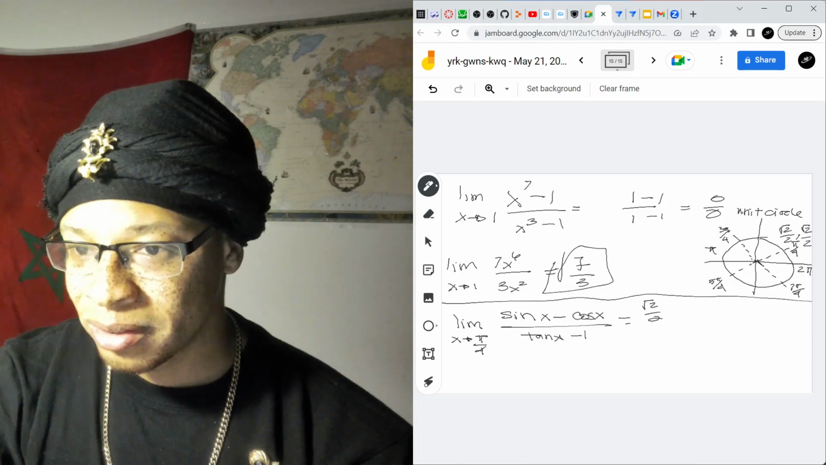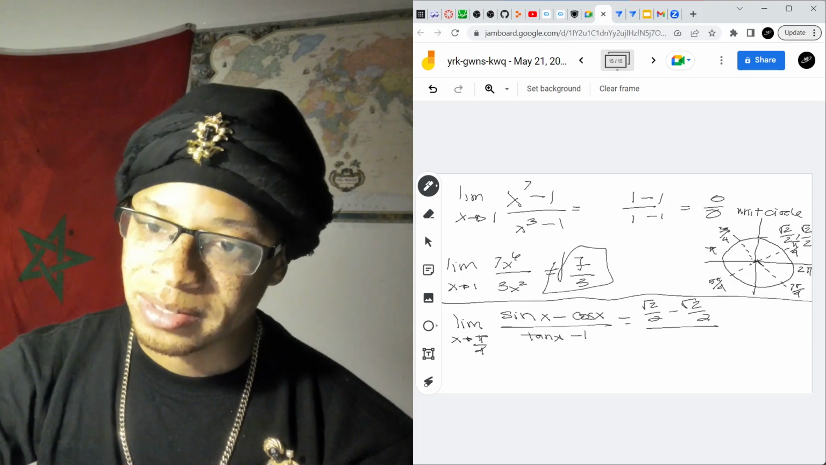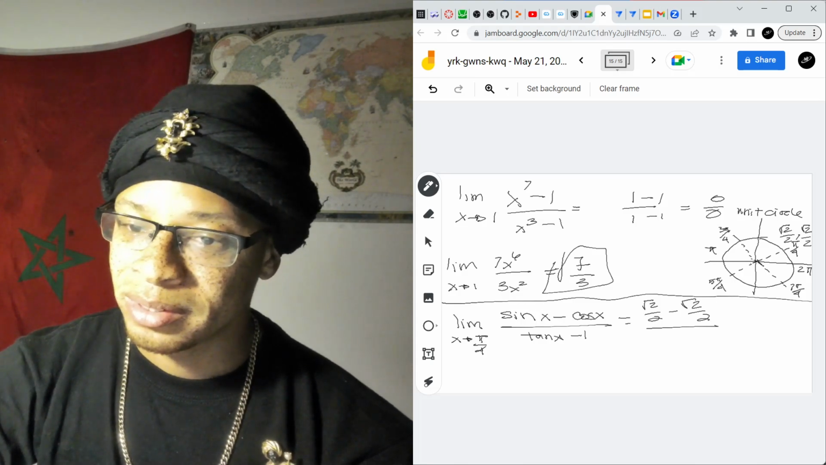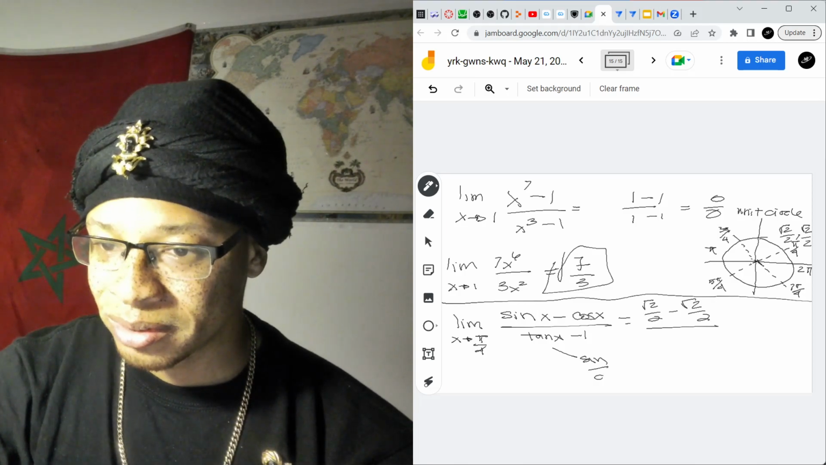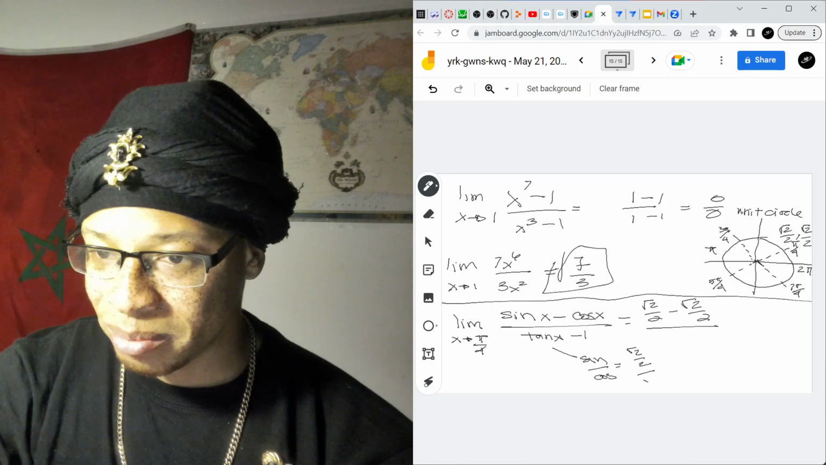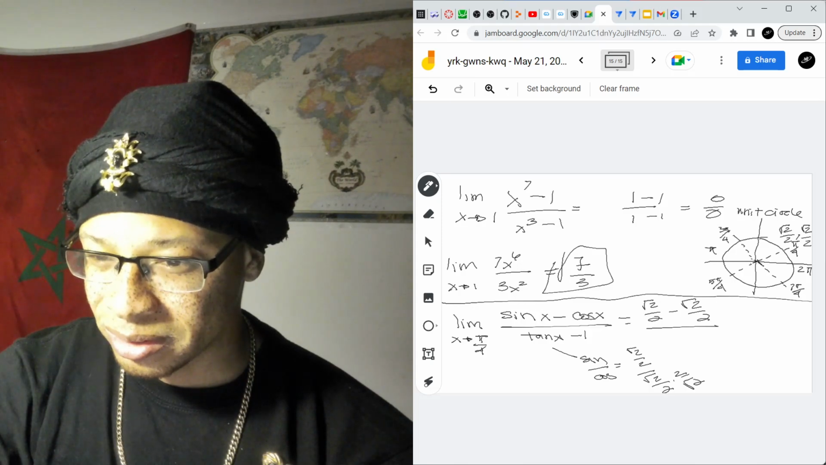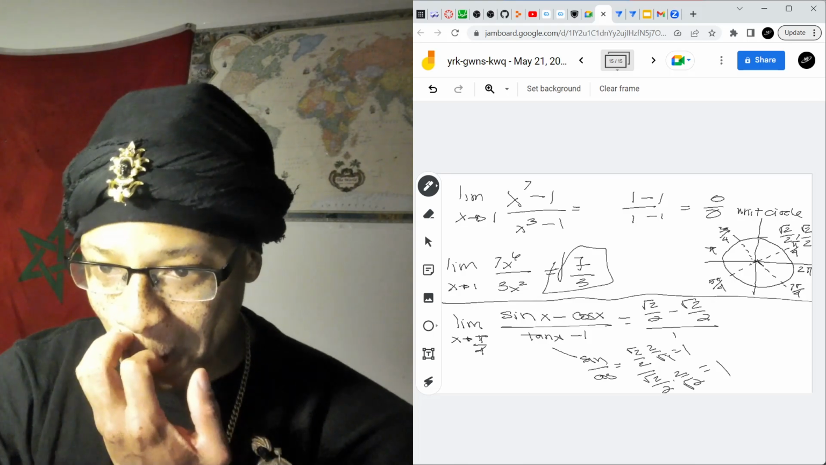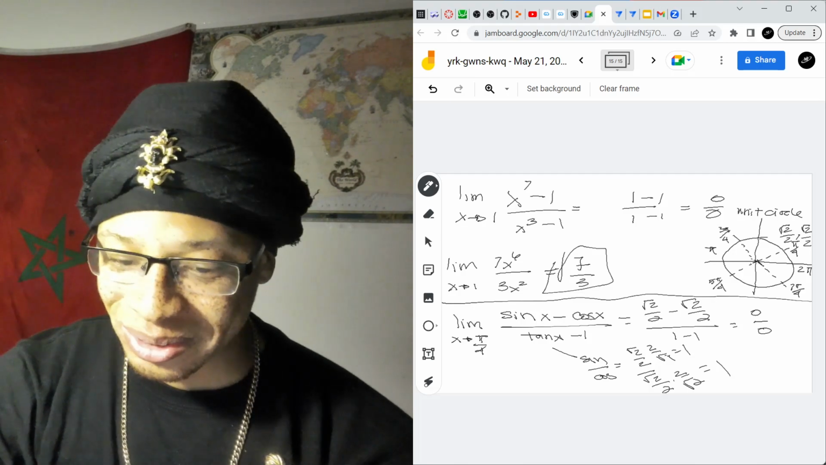Alright? Minus radical 2 over 2, because that's what sine and cosine is as well. Now, what is tan of x at pi over 4? So tan of x is sine over cosine, which is radical 2 over 2 divided by radical 2 over 2. We do the reciprocal of that, which is 1. 1 minus 1, and that is 0 over 0.